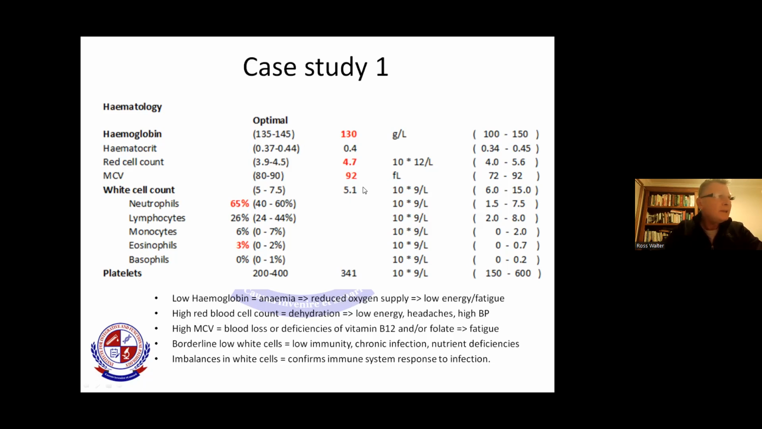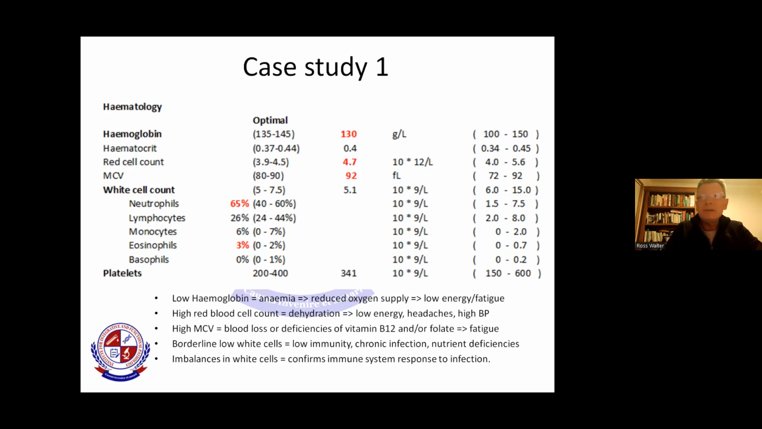Let's move on. The white cell count is just in the optimal range, but only just. So it does suggest there's the tendency of having a low immune system function there, and possibly related to chronic infection. The 5 lines underneath the white cell count are 5 different types of white blood cells, and they typically respond to different types of infections.